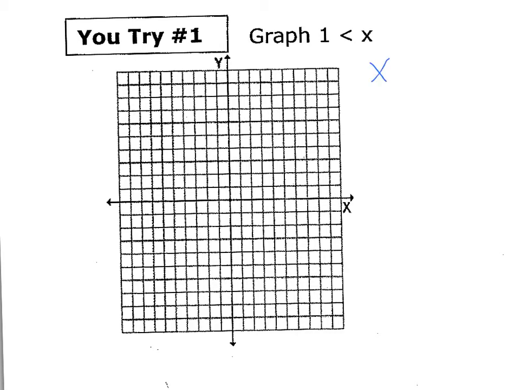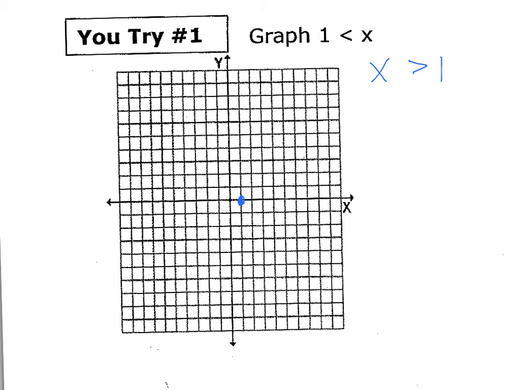All right, so on this problem, we want to go ahead and get it in proper form. So if we do that, we should have x is greater than 1. Okay, and now we got to go ahead and graph it. The first thing we should think about is, where is x at 1? So on our x-axis, let's plot a point right at 1.